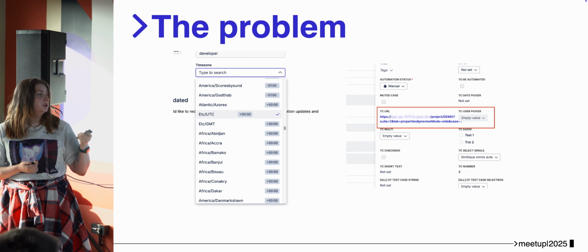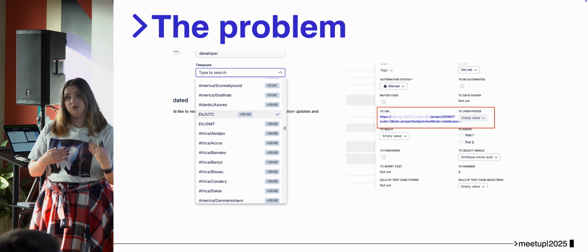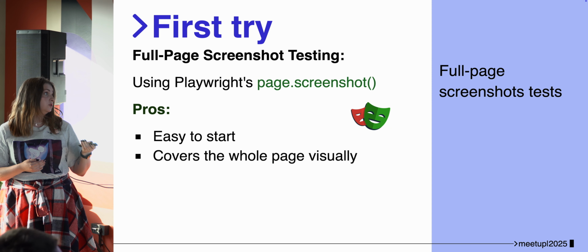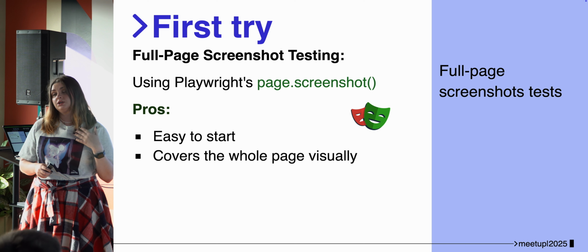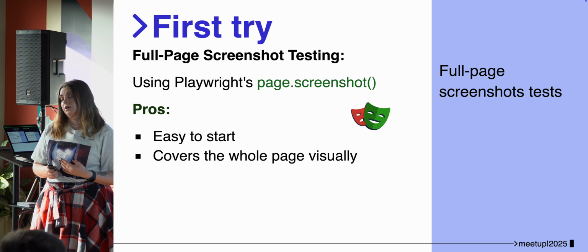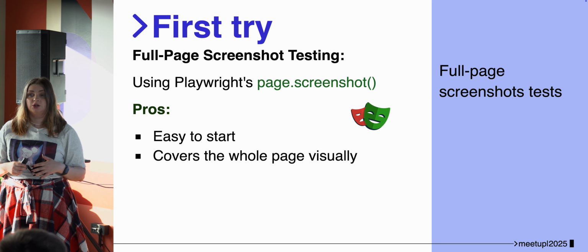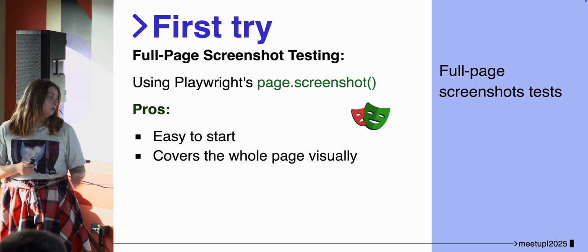And here you can see another example. And we started to research ways to prevent such bugs, and we found full page screenshot testing. It was easy for us to implement because, as I have already mentioned, we use Playwright for checking our functionality, and it allows us to cover the whole page visually.